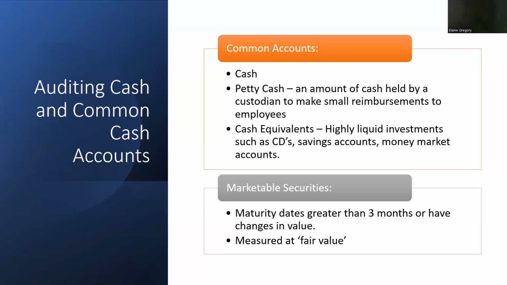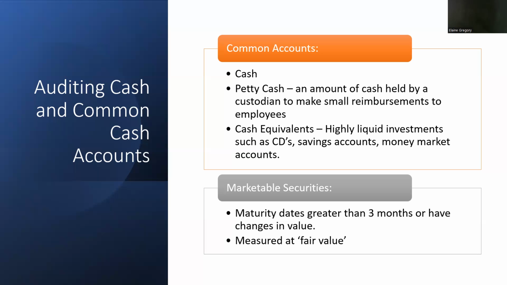We also have cash equivalents, and those are what we consider to be highly liquid assets. They are sometimes combined in the cash account. You may see cash and cash equivalents, which would encompass all of this, or you may see cash and then cash equivalents, which is the second asset that can be highly liquidated for cash. And that's usually CDs, savings accounts, maybe some small money market accounts.